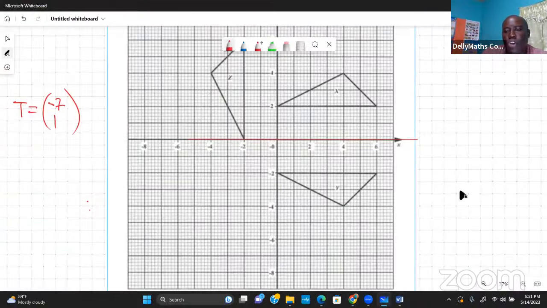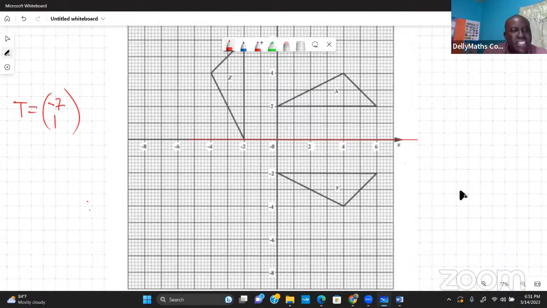Now, when you're translating, let me just discuss what each thing means. The top number is an x number. The y is at the bottom. The reason why they link x and y together is because the motion mimics the orientation of the axis. For example, the x-axis is always horizontal. The y-axis is always vertical.